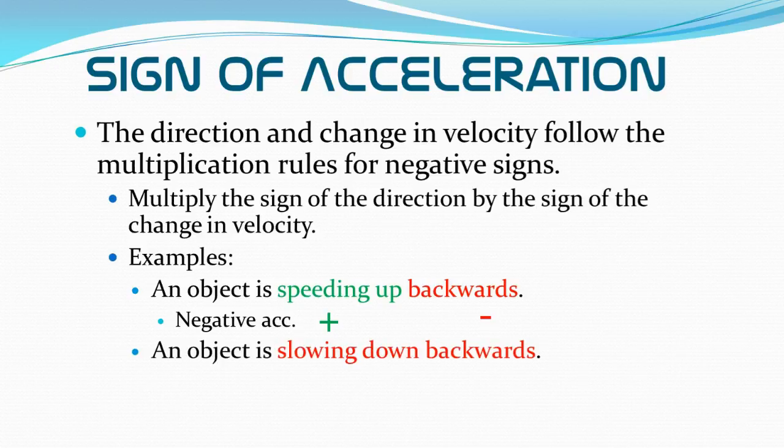So if I have an object that's slowing down backwards, slowing down is a negative change in velocity. Backwards is a negative direction. Negative times negative gives you a positive.